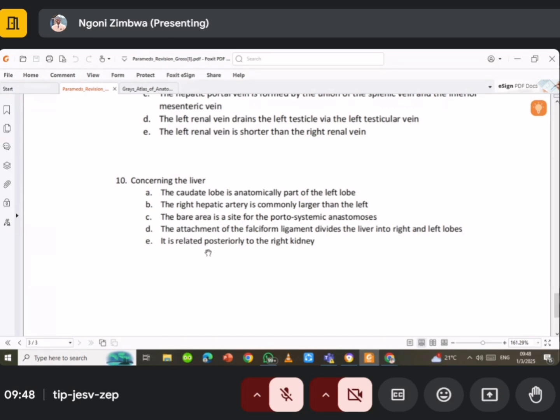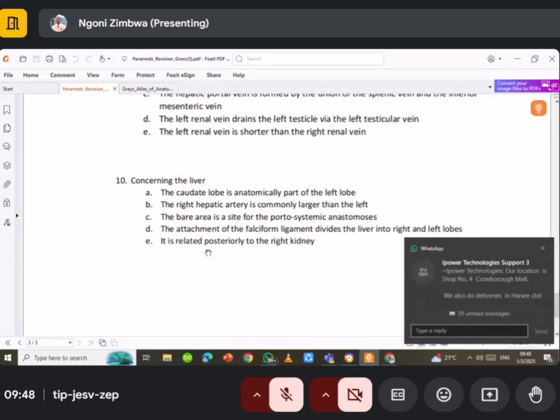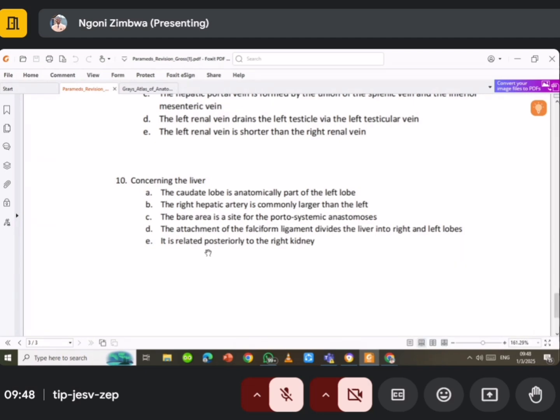Easy. All right. Number C, the bare area of the liver is a site of the portal systemic anastomosis. What do you think? That is true. Yes. That is actually true.